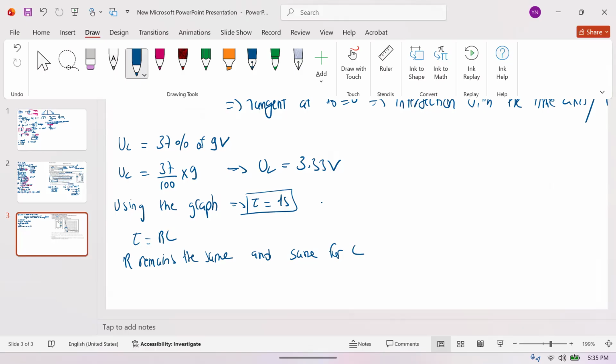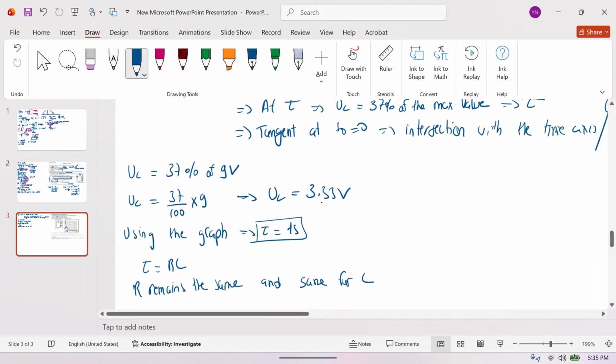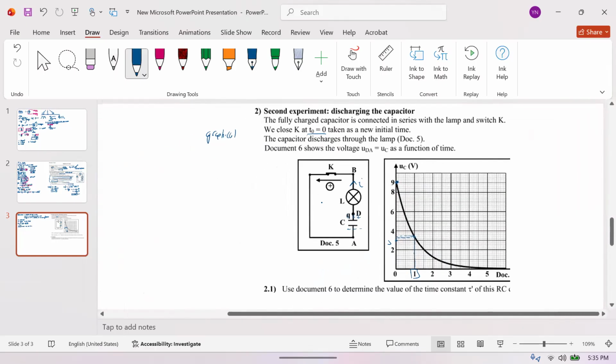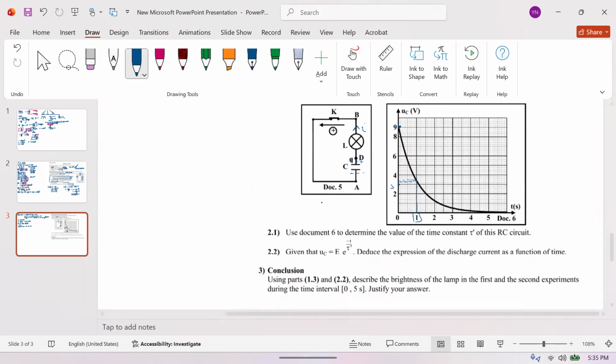So C is the same, and the resistance in the circuit is still the same. So why would tau change, even if we're discharging? The formula says that tau depends on R and C. Now, the second part: given that UC equals E^(-t/tau'), deduce the expression of the discharge current as a function of time.